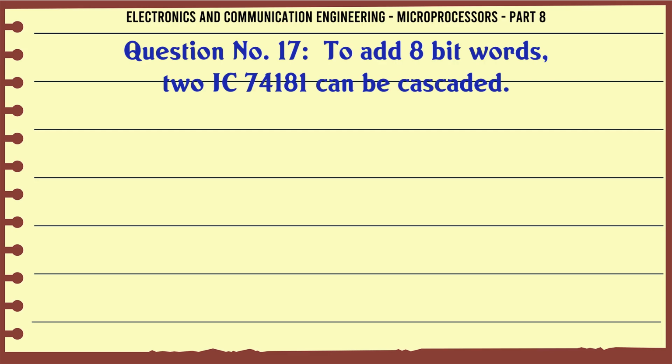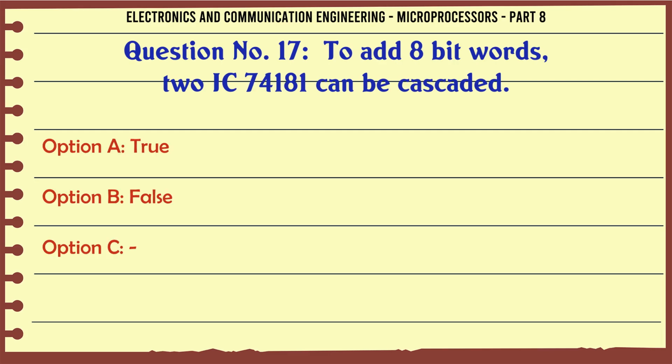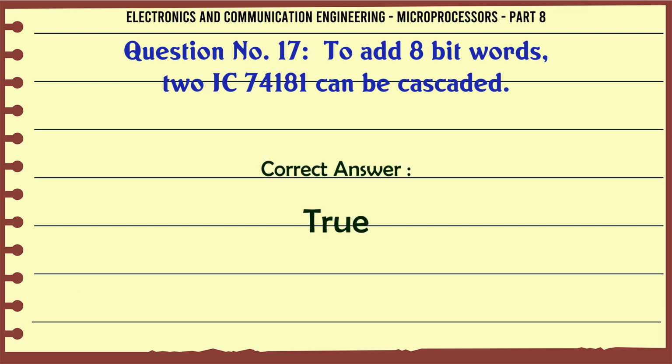To add 8-bit words, IC 74181 can be cascaded. A, true; B, false. The correct answer is true.